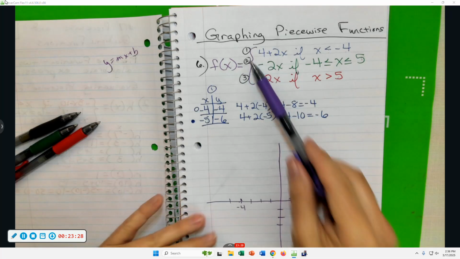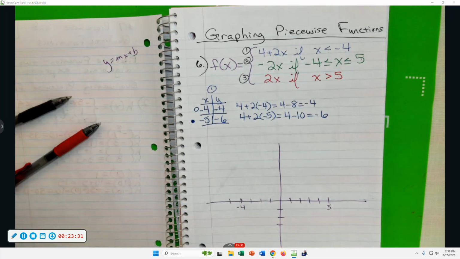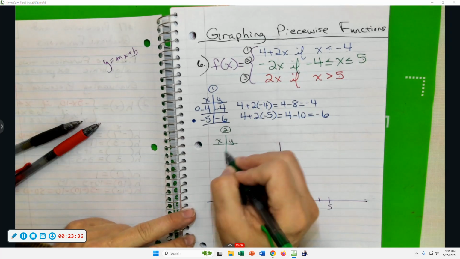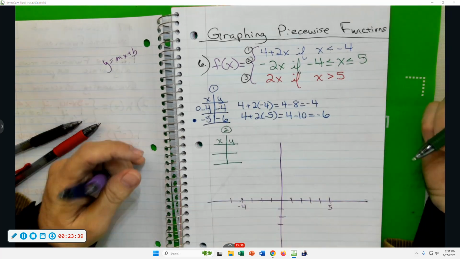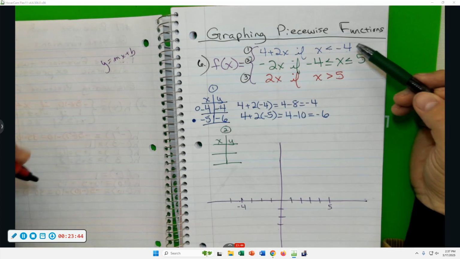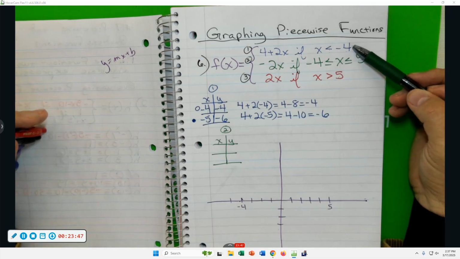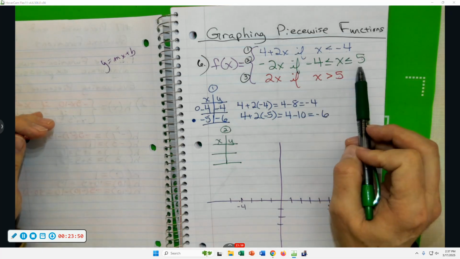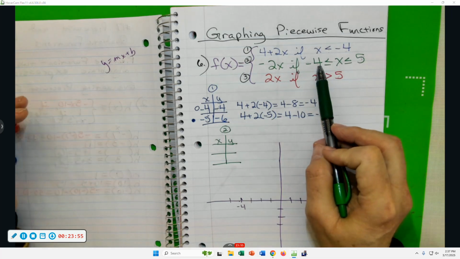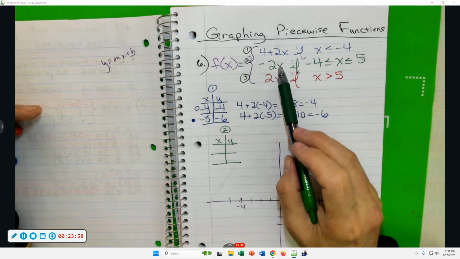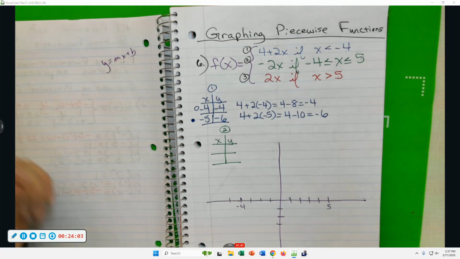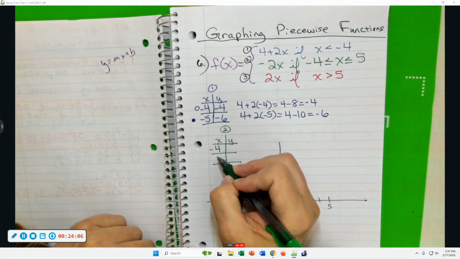Now the second piece. That's the green piece. I'll make a table of values. We need 2 ordered pairs. Remember I said any number that appears within the inequality, any cut point must be plugged in. So look at this one. We have 2 cut points. We're going to have to plug in -4 for x. We're also going to have to plug in +5. So we have to plug in -4 and +5.